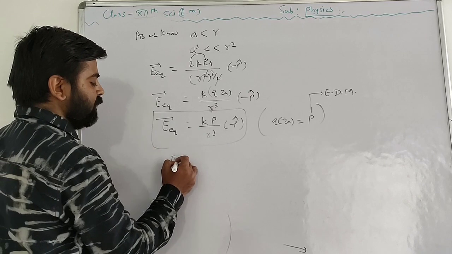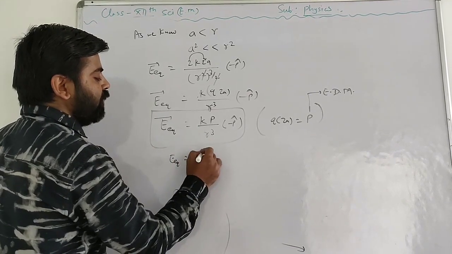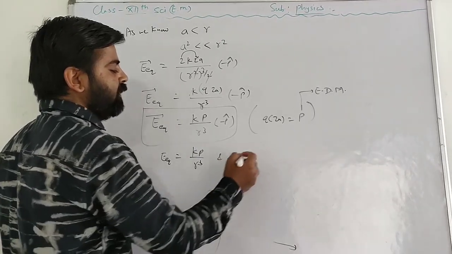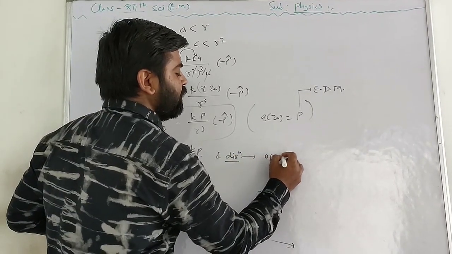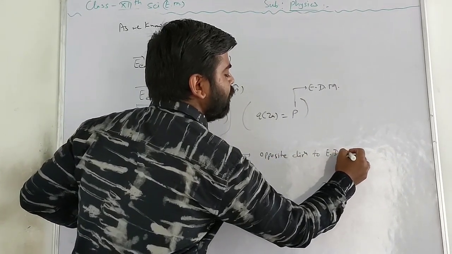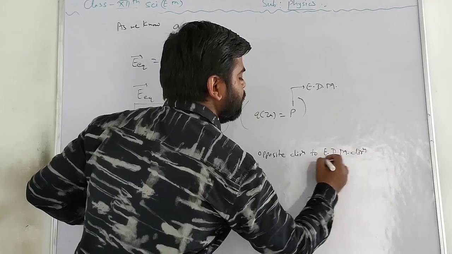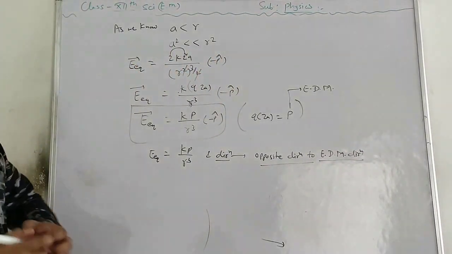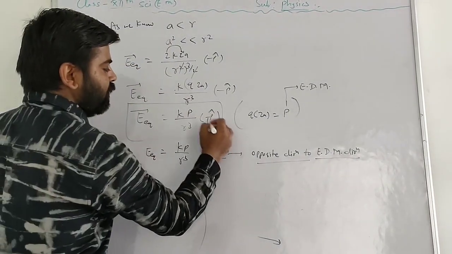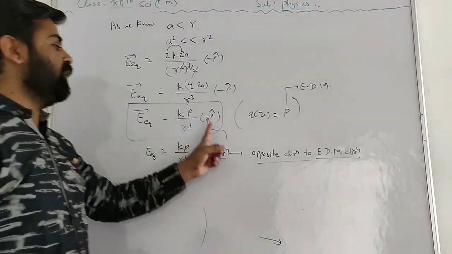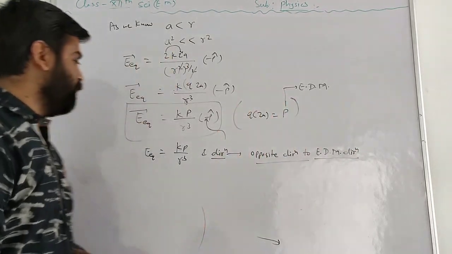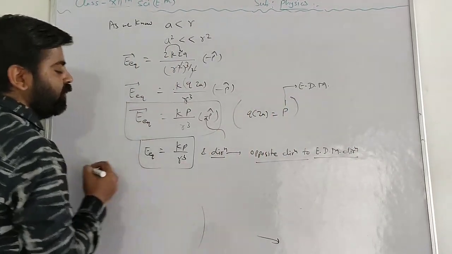E equatorial is equal to kp upon r cube, minus p cap. Its magnitude is kp upon r cube, and its direction is opposite to the electric dipole moment direction. It is in the opposite direction to the electric dipole moment direction. The negative sign denotes that the direction of the electric field is opposite to the electric dipole moment direction. The magnitude is kp upon r cube.